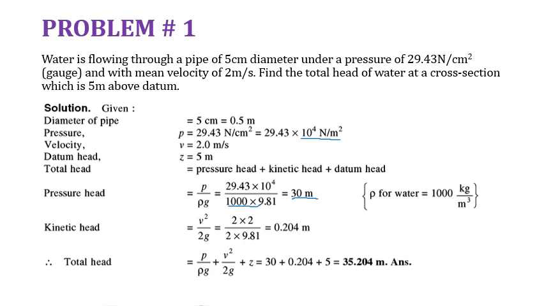Kinetic head is v square over 2g and velocity was given 2 meter per second. So 2 into 2 divided by 2 into 9.81. So we get 0.204 meter and elevation head was given 5 meter. So replacing all these values over here, we'll get the total head 35.204 meters.